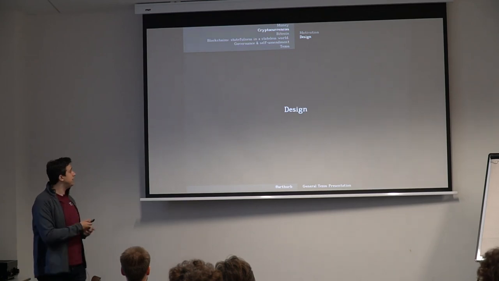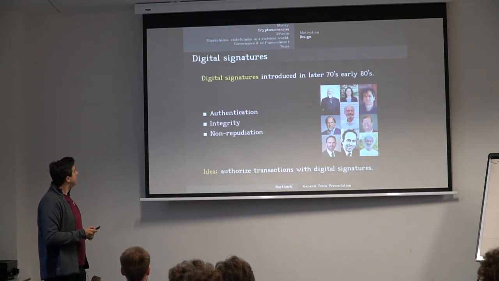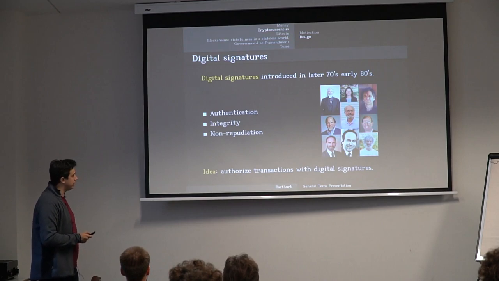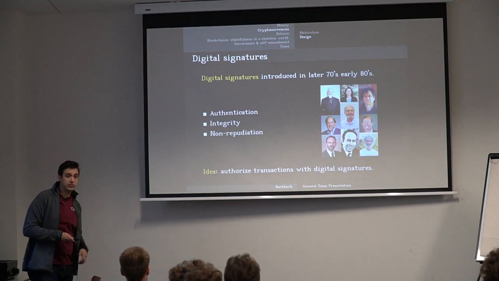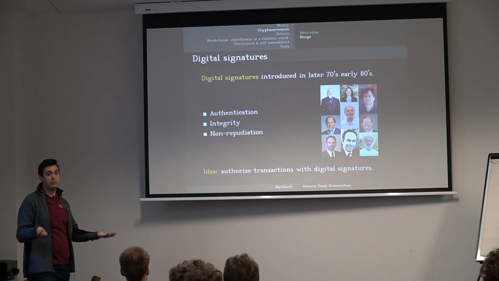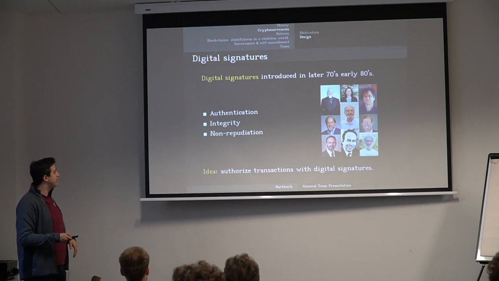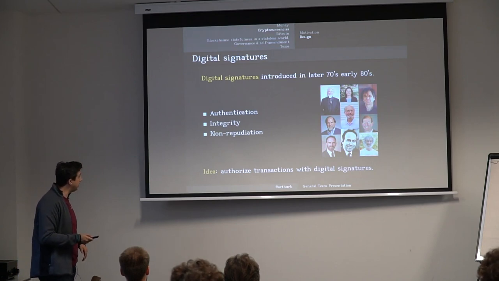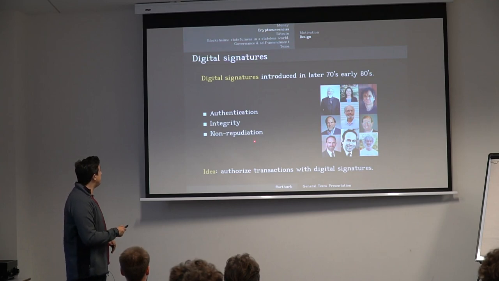Okay, design. How do we build these things? Okay, so the first building block is digital signatures. Digital signatures are a piece of cryptography introduced in the 17th and 18th. And it basically provides these three properties.